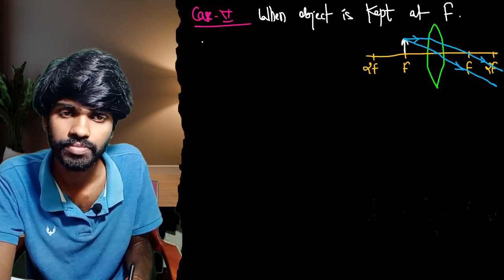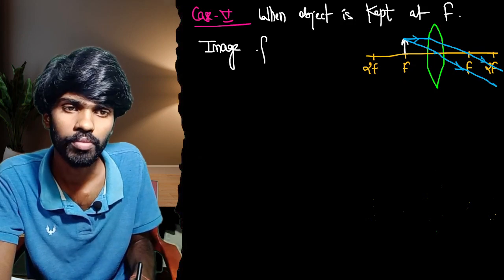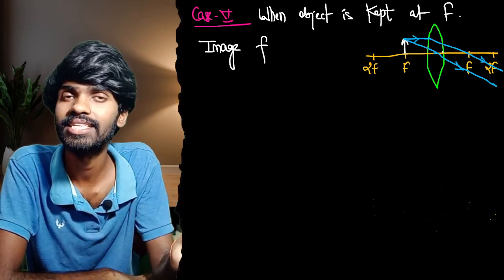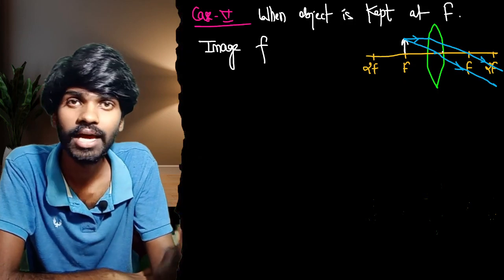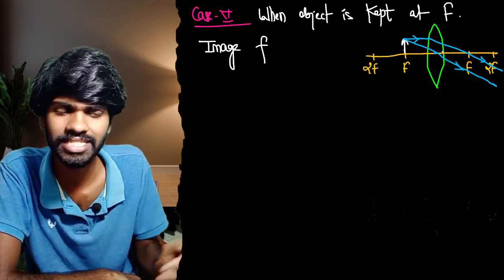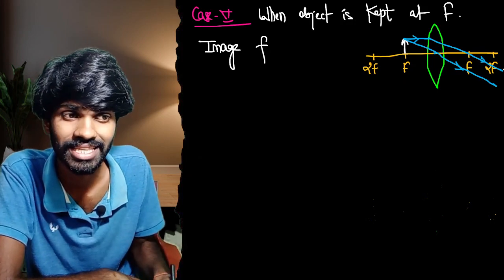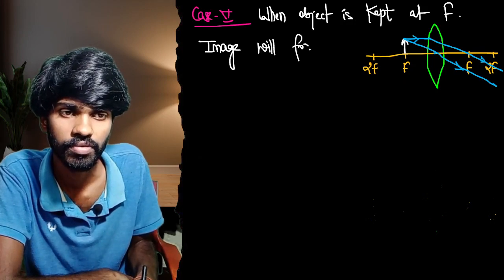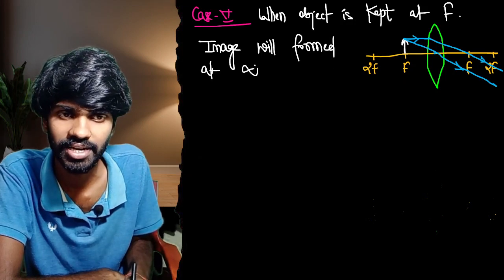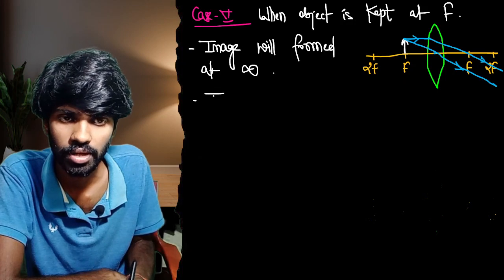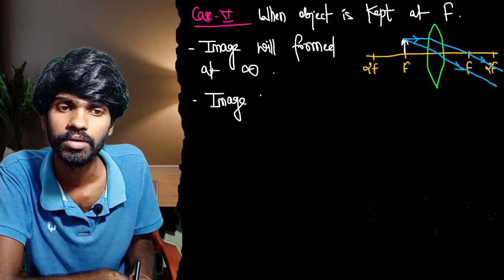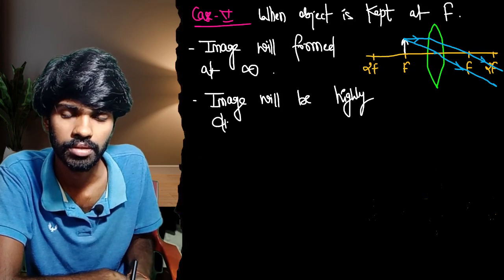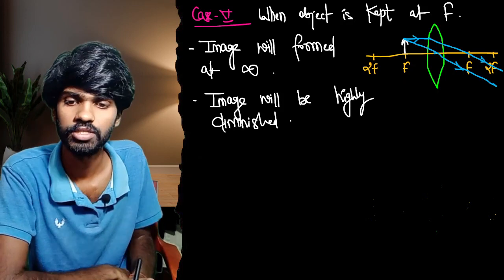So about this we can write: image formed, since these rays are parallel. You can state in another way that they will go where they will meet. Actually, they will never meet, but we can say that these will meet at infinity. So these rays will meet at infinity. The image will be formed at infinity. Okay. Similarly, about other properties, the image will be highly diminished. Okay, so this is the case.